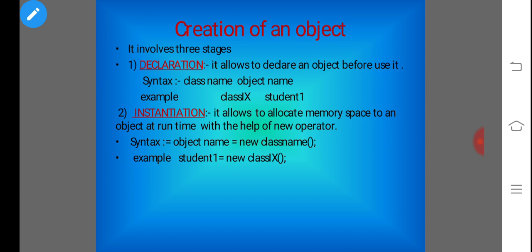The second stage is instantiation, which allows us to allocate memory space to a declared object at runtime with the help of the new operator. Here comes the role of the new operator. The new operator is used to allocate memory space to the declared object at the time of execution. And what is the syntax? I write object name equal to new and the name of the class. Again in my example, student1, as it is declared, student1 equal to new class 9th, open bracket, close bracket, semicolon.